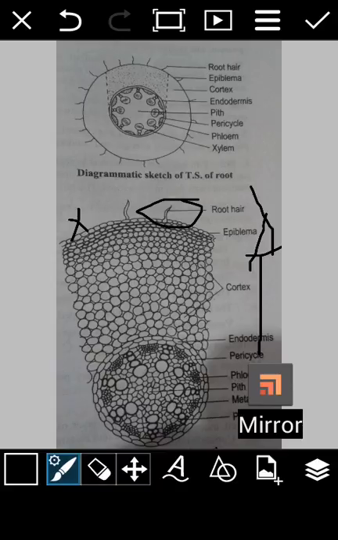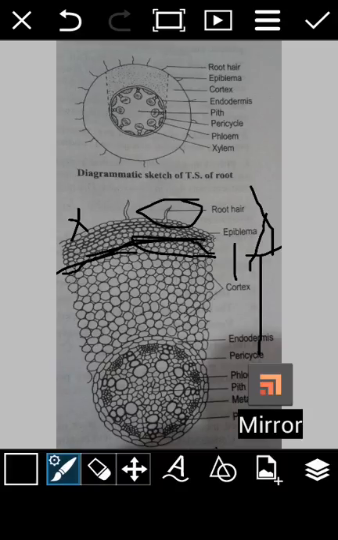When the root gets older, due to the deposition in the cortex, it forms a protective layer, which is known as exodermis, which lies outward. So you can see here, this region is known as exodermis. It is responsible for protection of cortex when the epiblema is disintegrated.